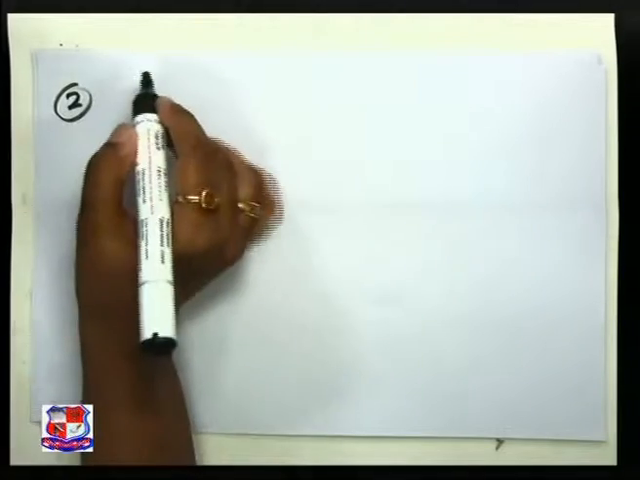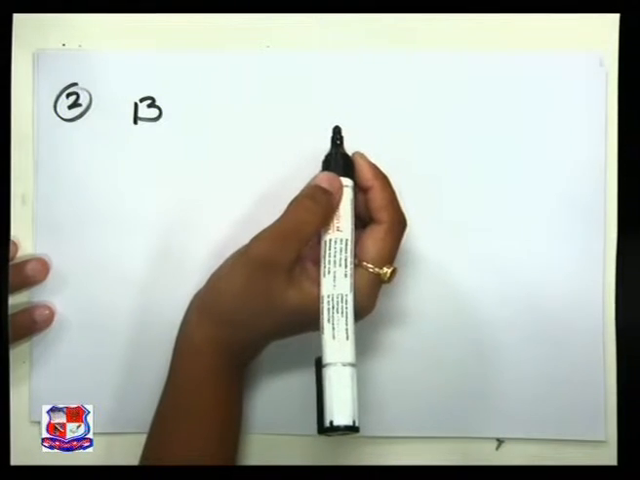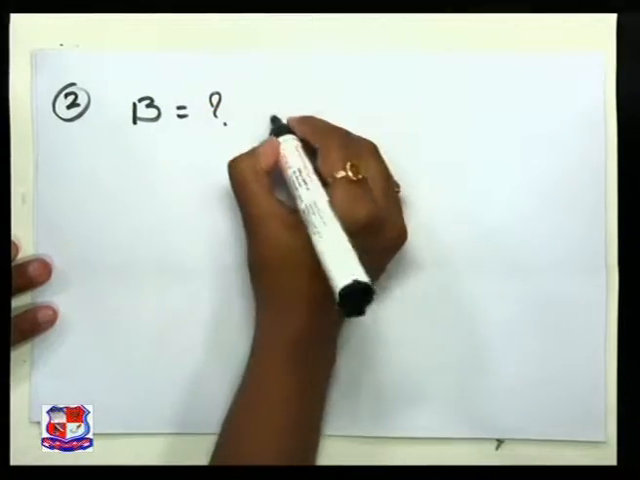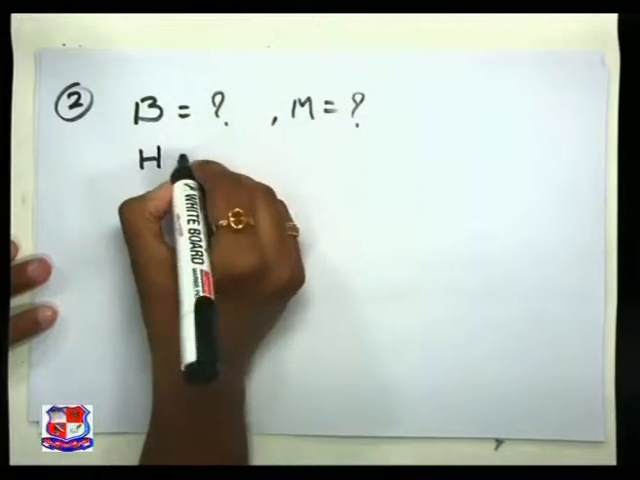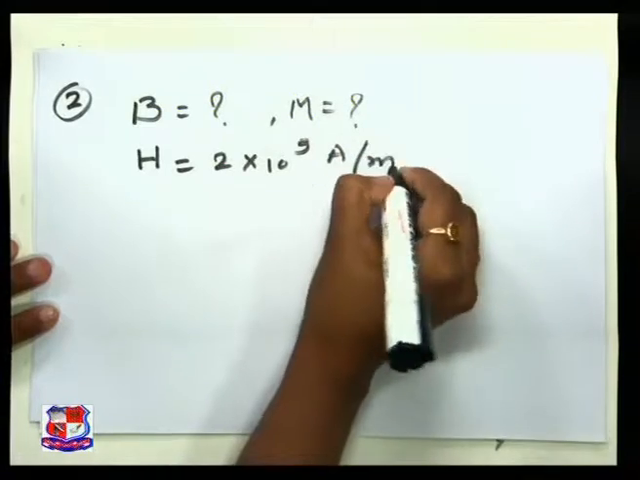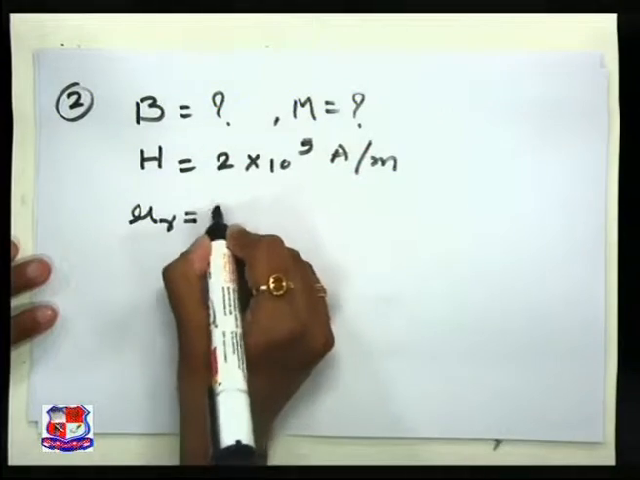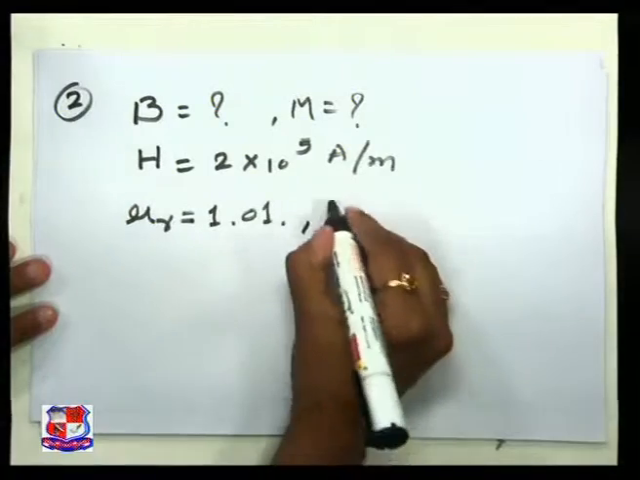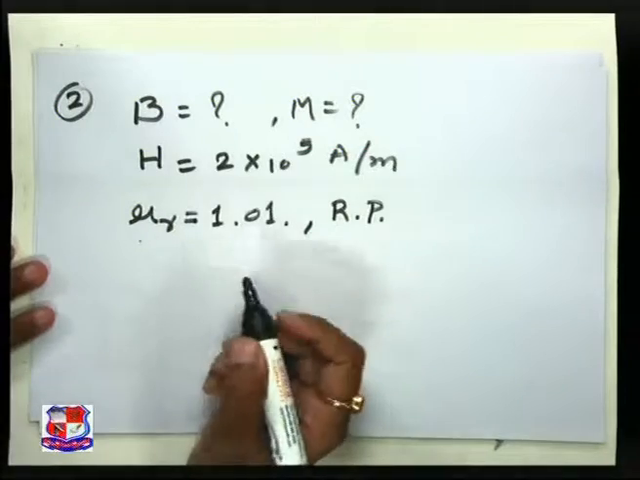The second numerical is a bit different. It gives us the magnetic field strength. We have to find B and M, and we are given that H is equal to 2 into 10 raised to 5 ampere per meter, and mu R is equal to 1.01. What is mu R? It is the relative permeability. The relative permeability of the given material is 1.01.